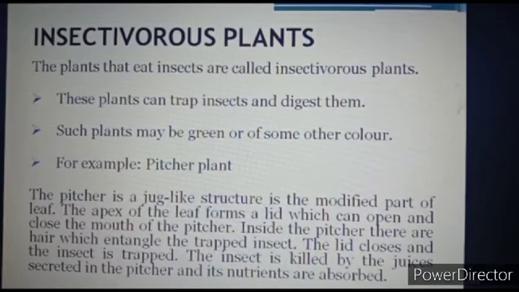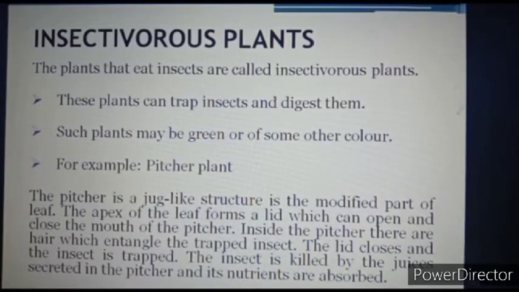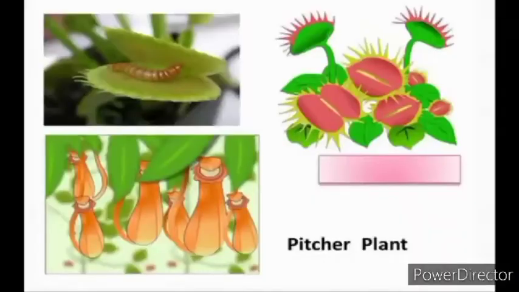For example, pitcher plant. Pitcher plant is having a pitcher-like structure or a jug-like structure, which is the modified part of leaf. The apex of the leaf forms a lid which can open and close the mouth of the pitcher. Inside the pitcher, there are hairs which entangle the trapped insect. The lid closes and the insect is trapped. The insect is killed by the juices secreted in the pitcher and its nutrients are absorbed. Such insect-eating plants are called insectivorous plants.